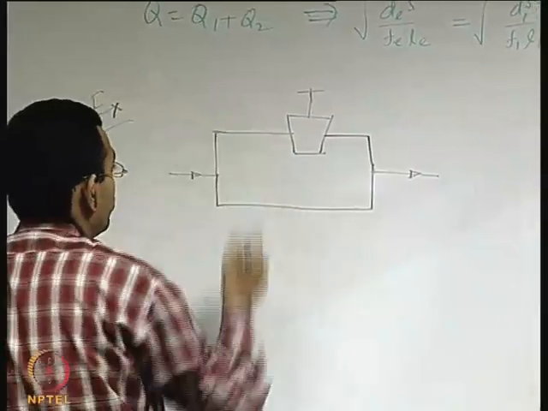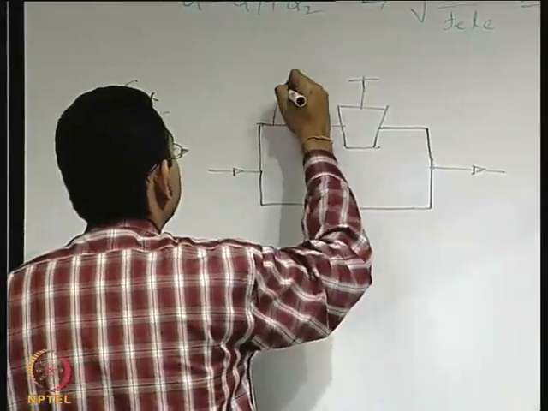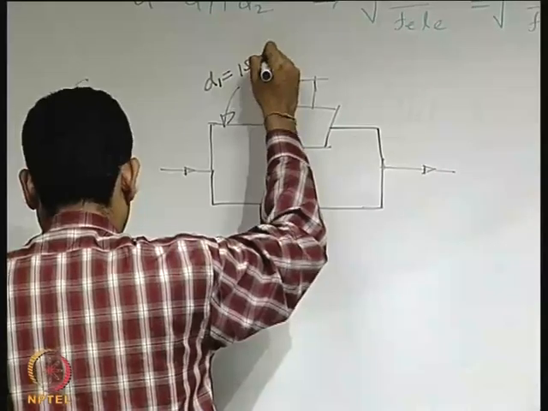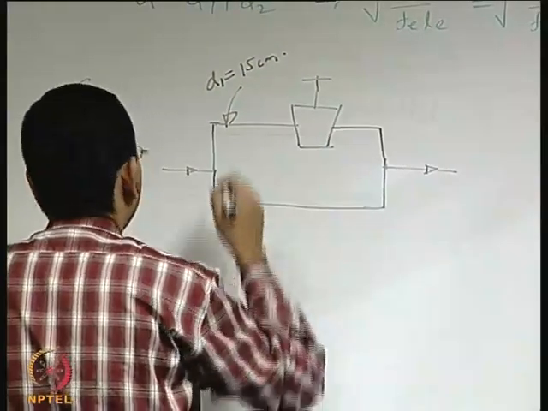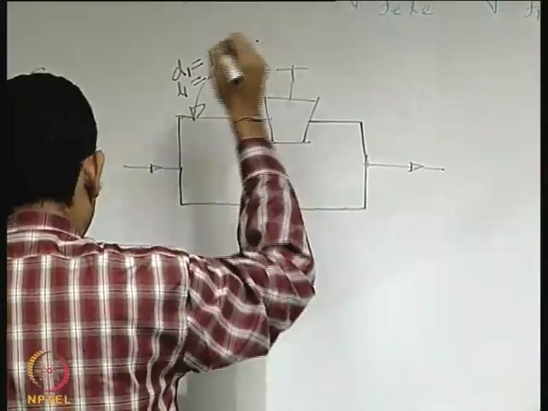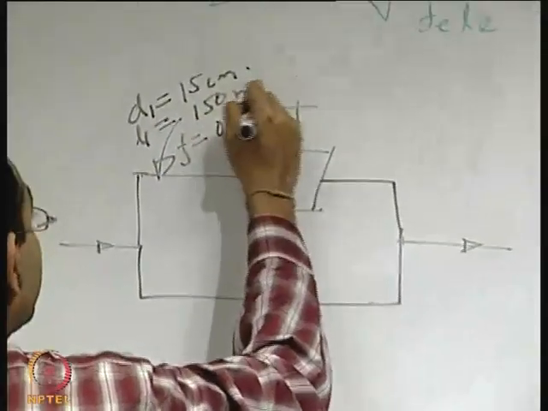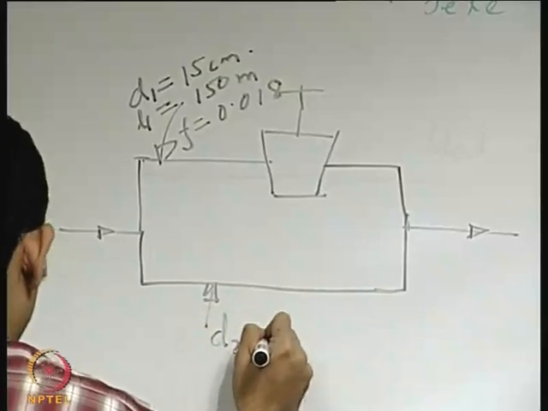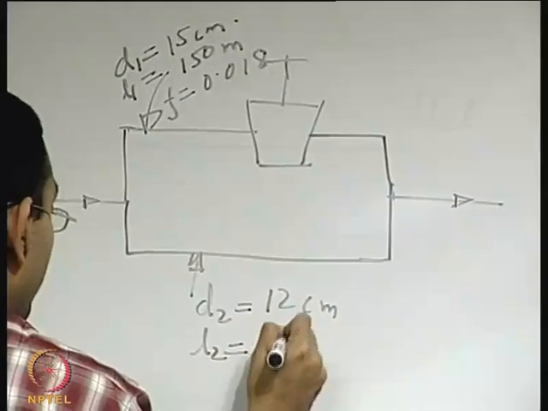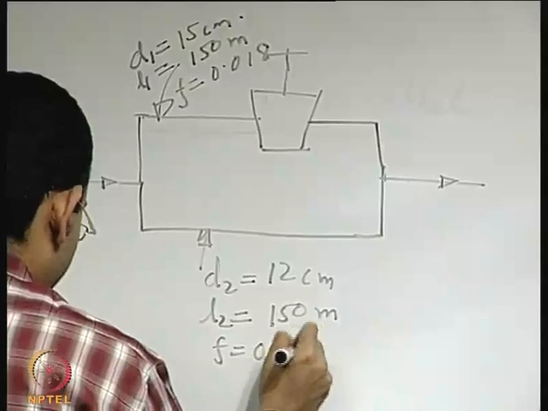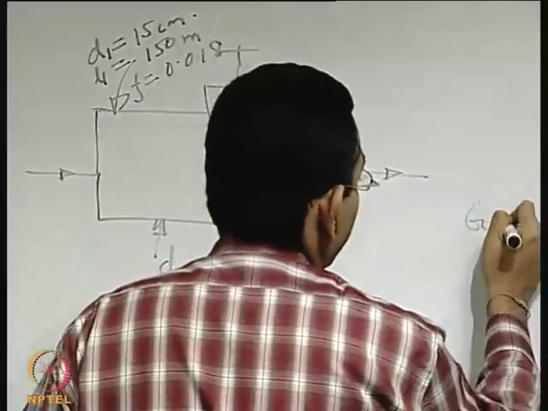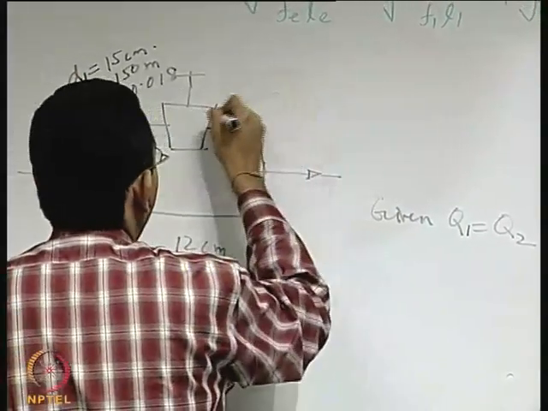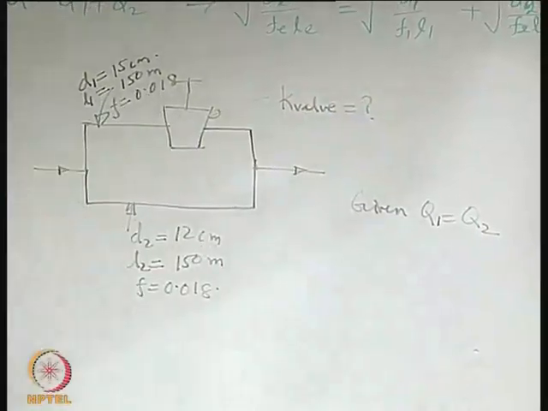So you have two pipelines, and the upper one has D1 equal to 15 centimeter and length 150 meter. The friction factor is a constant, which is 0.018. The other pipe has diameter D2 of 12 centimeter, length L2 of 150 meter and the friction factor is the same, 0.018. It is given that Q1 is equal to Q2. You have to find out what is the loss coefficient of this valve.